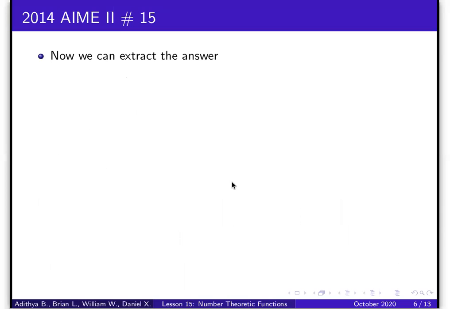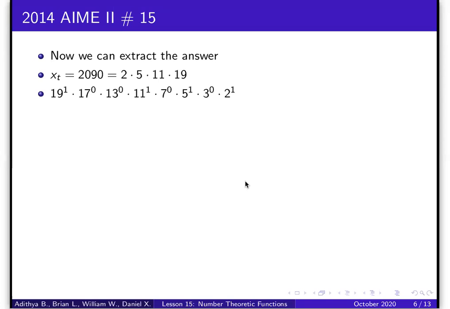So now that we know what the sequence looks like, we can extract the answer. So we have the prime factorization of 2090 being 2 times 5 times 11 times 19. So if we know that x sub t is 2090, how would we find t? I'll give you a nice way to read this prime factorization with all the missing primes appended. So how will we extract what t is from this prime factorization?